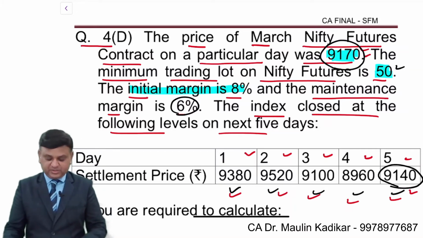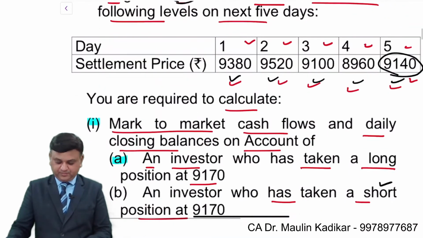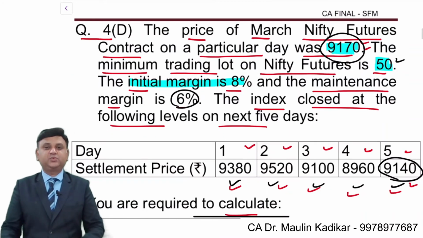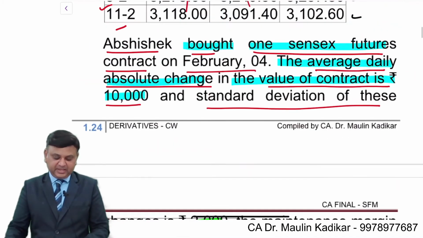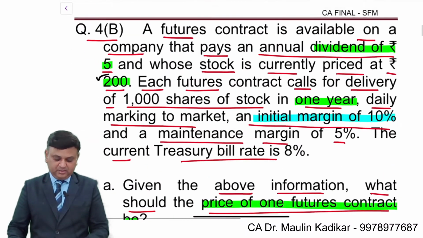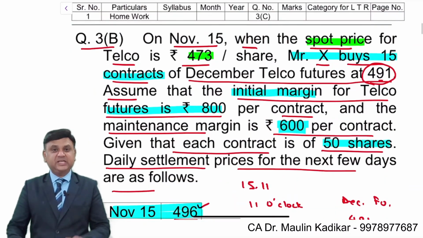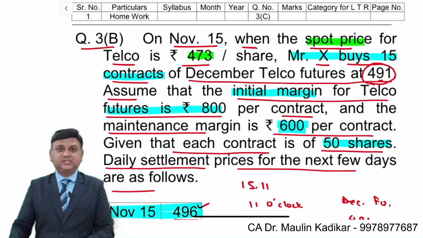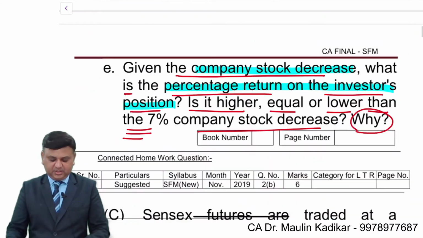Now friends, this is a question which has been asked in the very recent examination of CA Institute. This is what we have done. And friends, I just want to convey to you that all these questions that I have done with you, 4C, 4B, 4A, question 3B, these are questions that I had already done, and afterwards the recent question that we have done has been asked in the examination by the Institute.